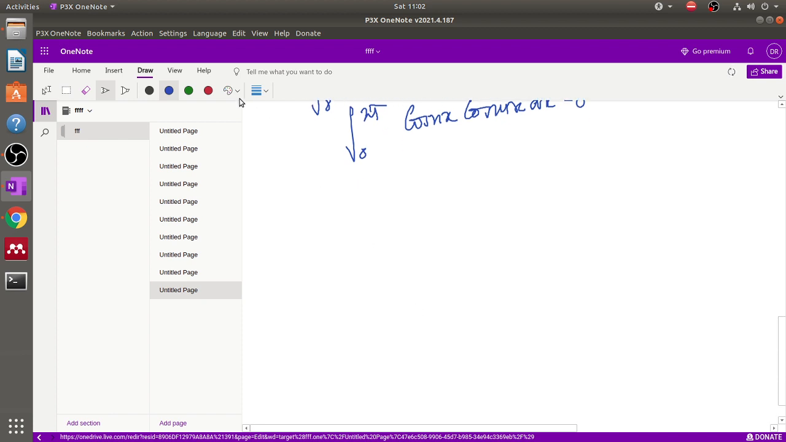Now our next part is determining the Fourier coefficients. Okay, so now what is the Fourier series formula?